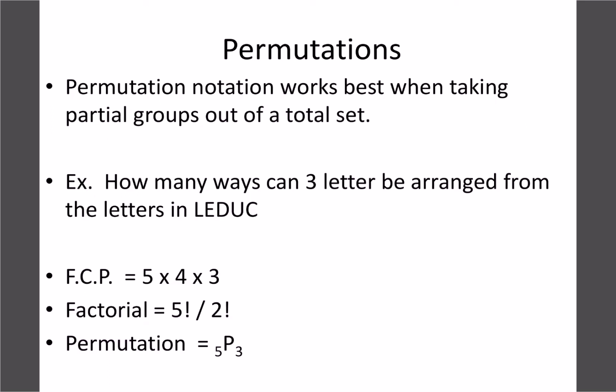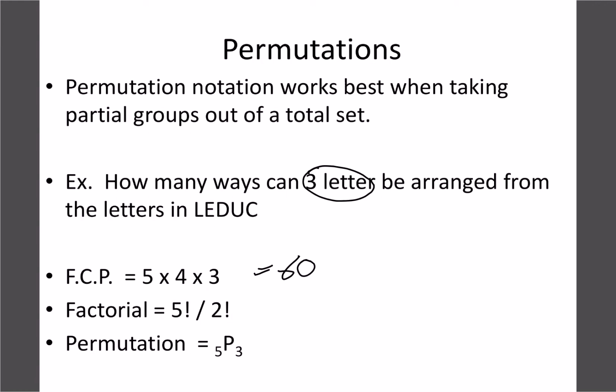So today what we're going to look at is doing the same kind of question, but we're going to use a formula, the permutation formula, to do this. And the types of questions where the formula works best is typically when you have partial groups. So let's go through the Leduc one again. So now I only want to choose 3 letters out of the 5 for Leduc. So for fundamental counting, we would have 5 choices for the first, then 4, then 3. So 5 times 4 times 3 would give us 60.